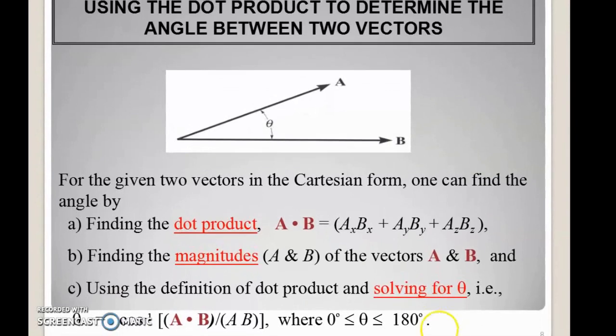So we will see, to find the theta, you need to use this formula, A·B over AB. This is a unit vector. If you still remember, the unit vector is equal to cos theta. So to get the theta, you just take the inverse cos.